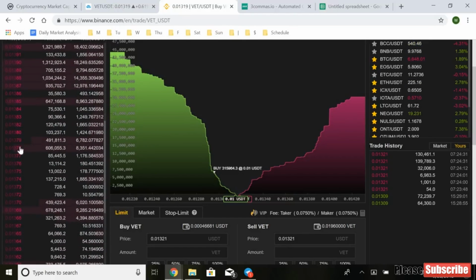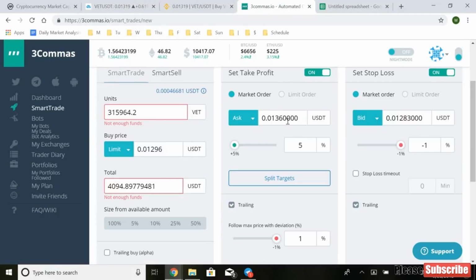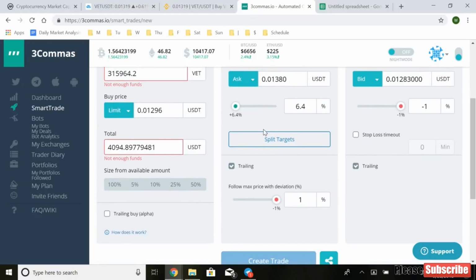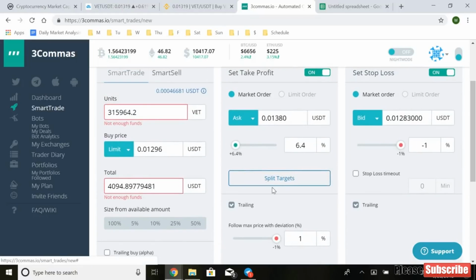So why don't we go up to like 1380, because it seems like there's a little bit of smaller orders in here, but we could probably push past that with enough volume. So 1380 we'll go up to, which will be a little bit more percentage, 6.4, and that will actually be the percentage. And there's a bunch of cool things you can do here.